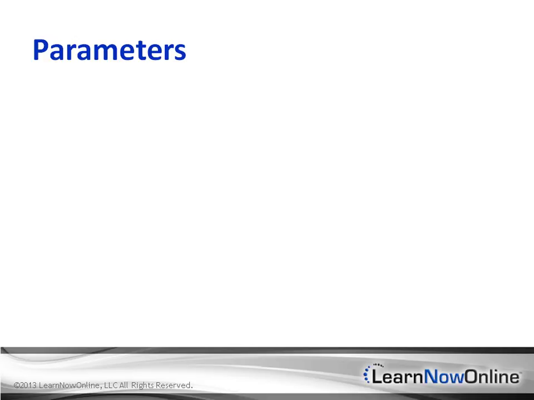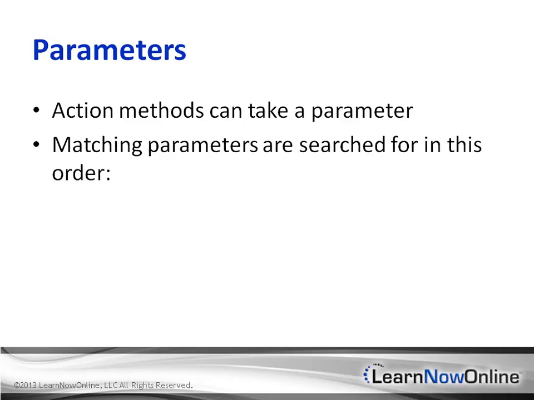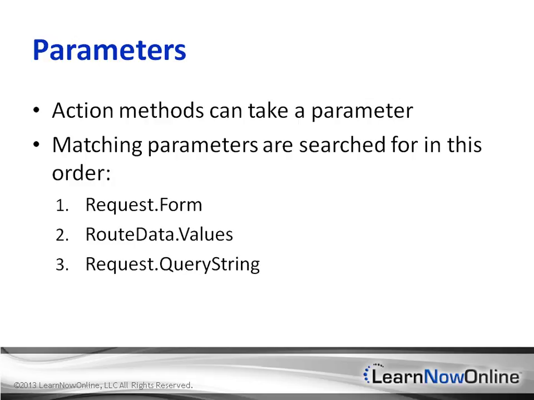Probably the most common way that action methods get their data or get information from the outside is through parameters. Just like any other methods, action methods can also take a parameter or even several parameters. Matching parameters are searched for in this order. First we look for form data, then route data values, then the query string.